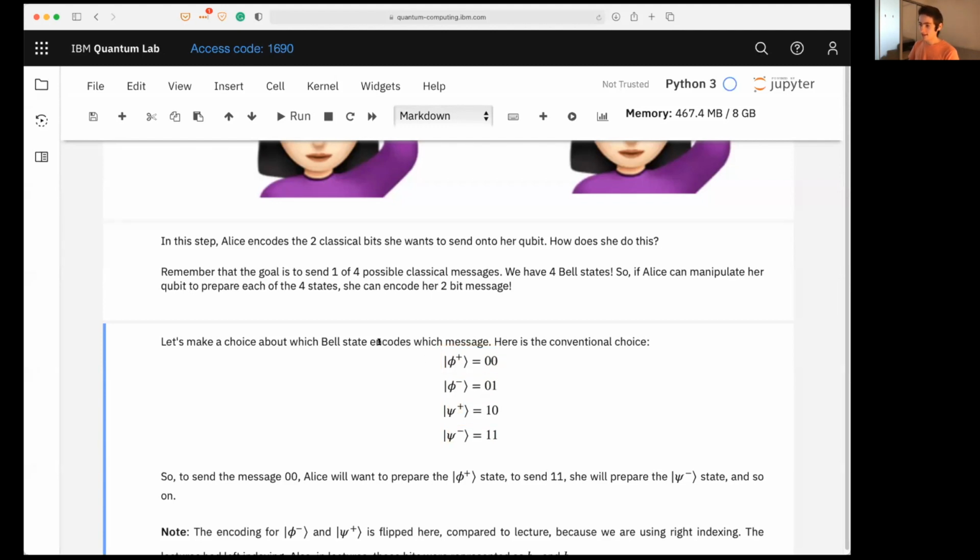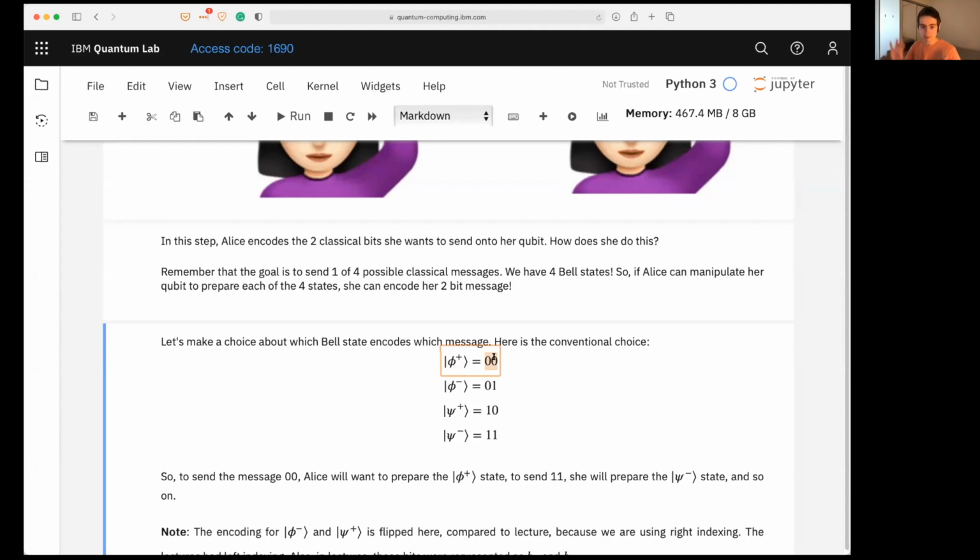So how exactly does this work? Well, let's first look at the first case. If Alice wants to send the message 00, that is a 2 classical bit message. Her goal in this encoding step is to turn the entangled pair that she and Bob have into the corresponding state here, which in this case is phi+. Now, the state that they have is already phi+, and so in fact, if Alice wants to send 00, she doesn't do anything in this step.